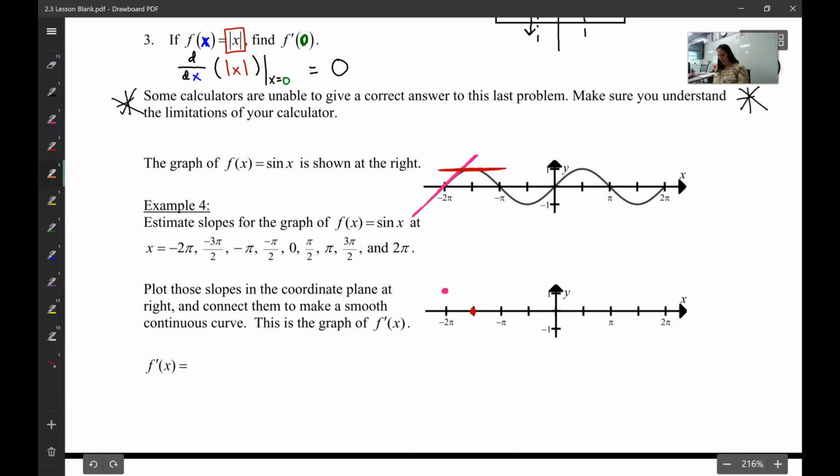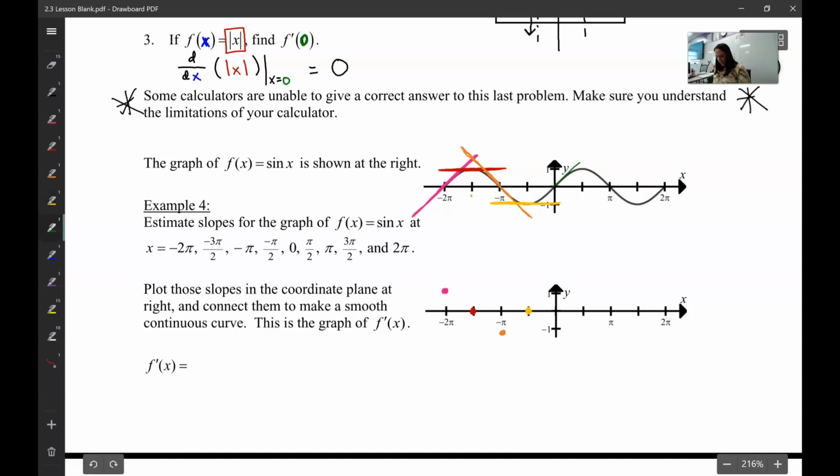Okay, let's try negative pi. So right there, estimating the slope. Okay, well that one looks like fall 1, run 1. So that would be a slope of negative 1. Now let's find the slope at negative pi halves. So that one looks like a slope of 0. It's flat, so it's 0.